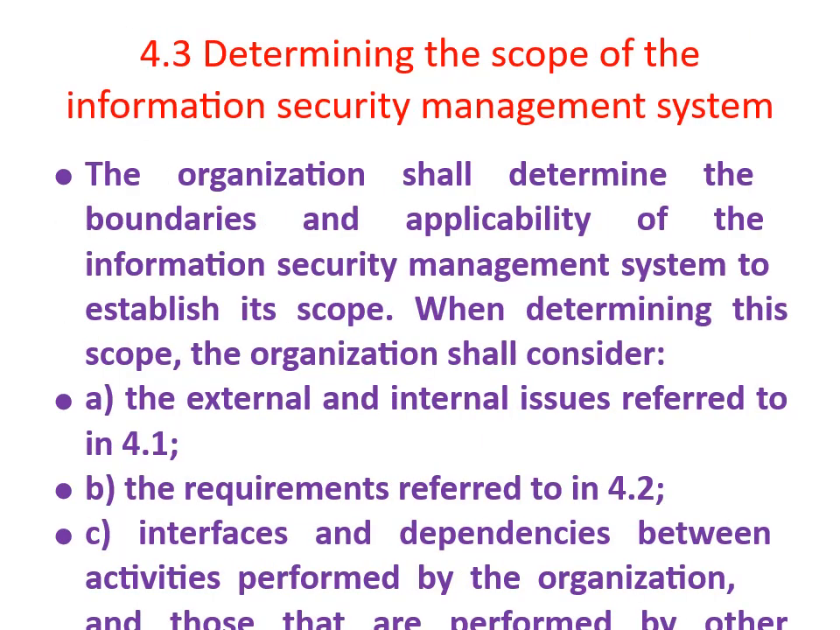4.3 Scope of ISMS. Organizations must clearly define the scope of the ISMS. The scope defines the boundaries and applicability of the system. While defining scope, organizations consider internal and external issues, interested party requirements, interfaces with external service providers, processes and locations included. A well-defined scope is extremely important because it determines what will be audited and controlled under the ISMS. The scope must be documented and made available.